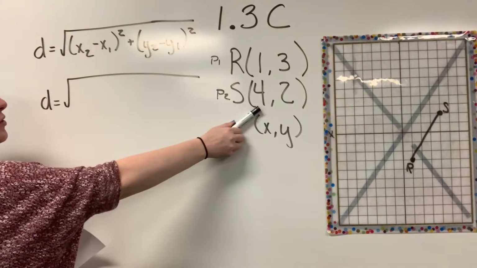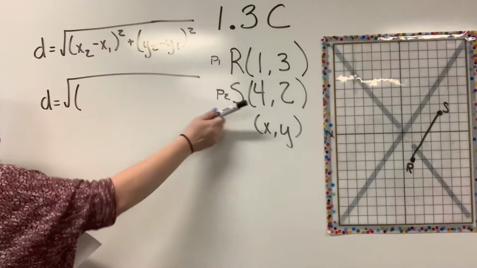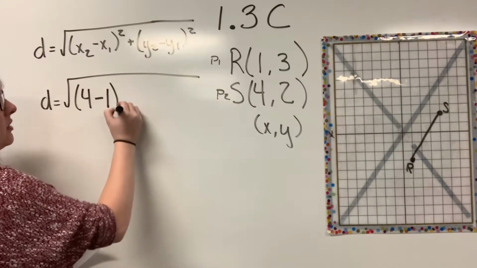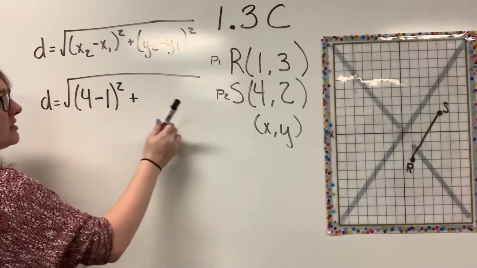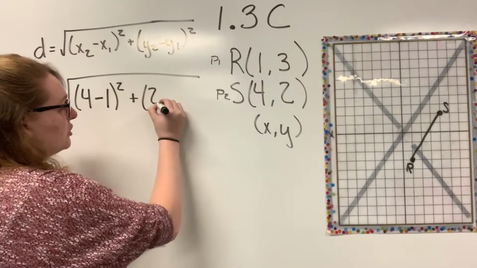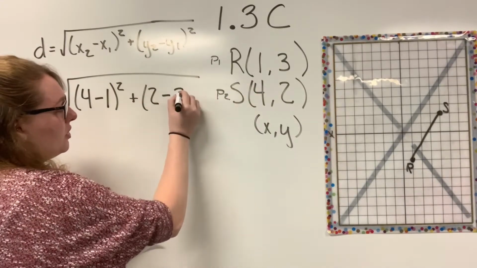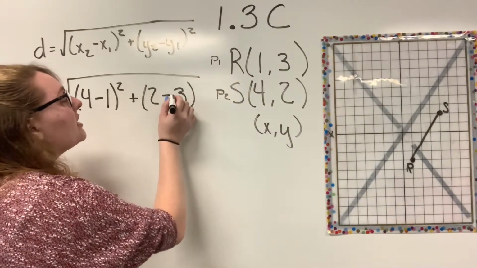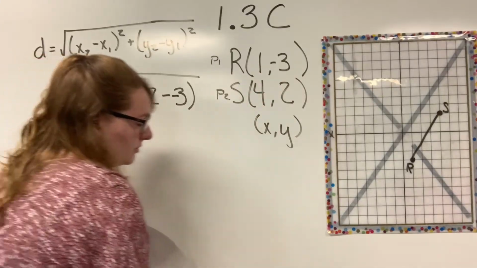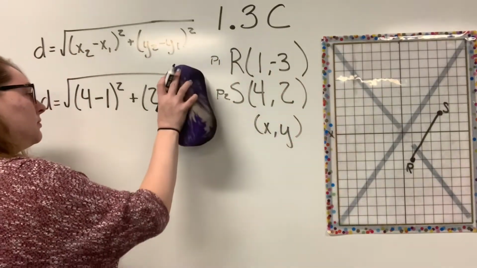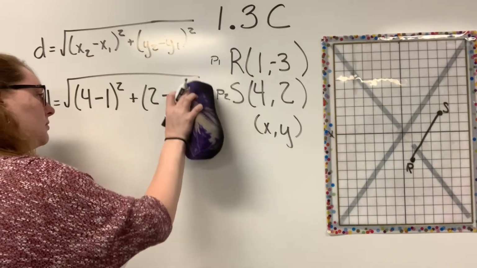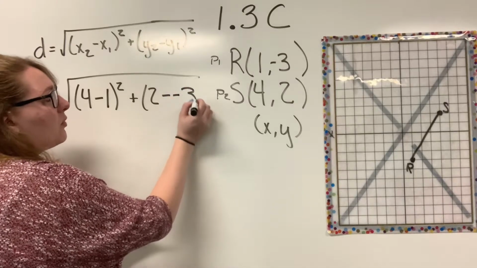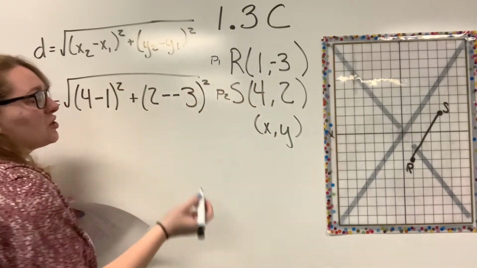So our point 2 holds our x2. So I'm going to use 4 minus our x1, which is 1 squared, plus our y2, which is 2, minus our y1, which is 3, which is negative 3. Minus our y1, which is negative 3 squared.